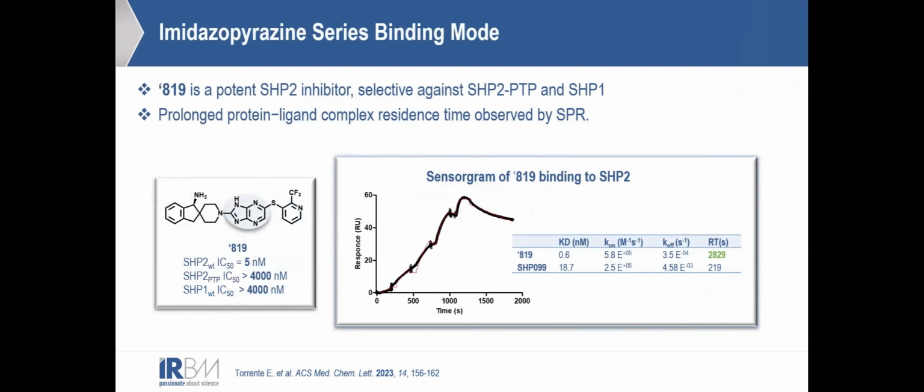So the next step was to study the selectivity in different biochemical assays. And we did this biochemical assay on SHP2 PTP and SHP1, which is another source assay. And as you can see here, we also did a complete selectivity profile of our compound. So that means we have a selective SHP2 inhibitor.